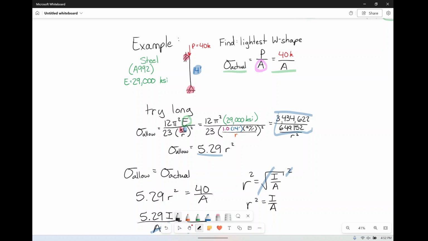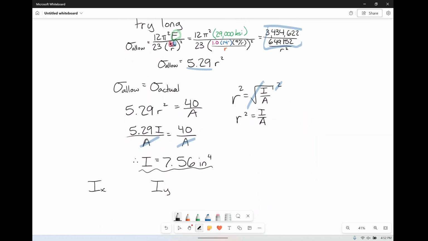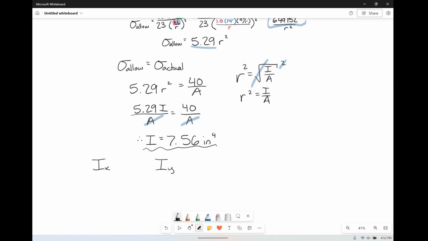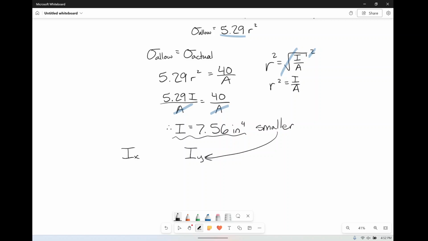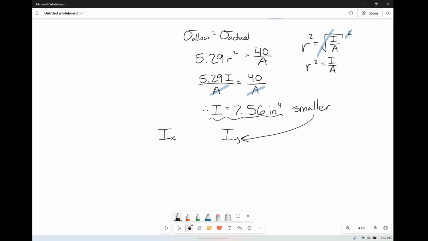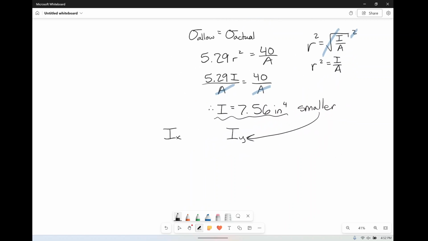If it's not the same, this problem gets even worse. Conveniently, it is a pin, so I'm going to be looking for the smaller I value. So that's technically going to be Iy for all of them. Well, where do you start? The smallest W shape and just go up and write a whole list? Well, conveniently for this problem, let's say we're going to make a list of a few choices.